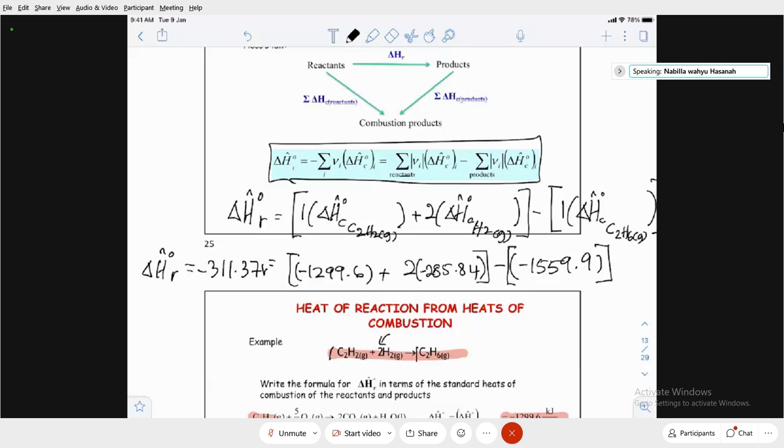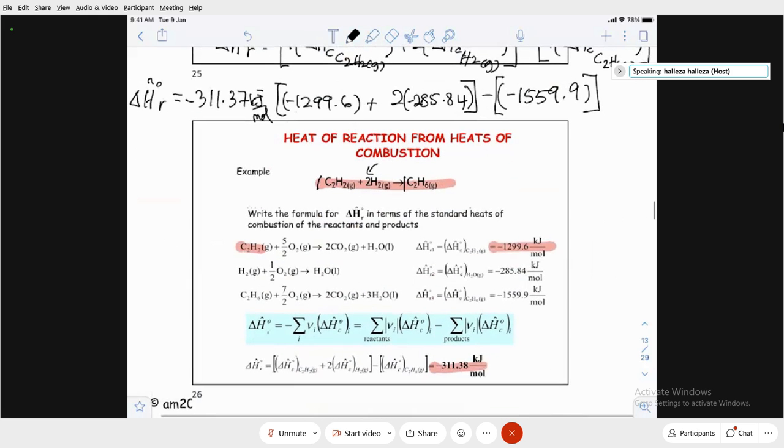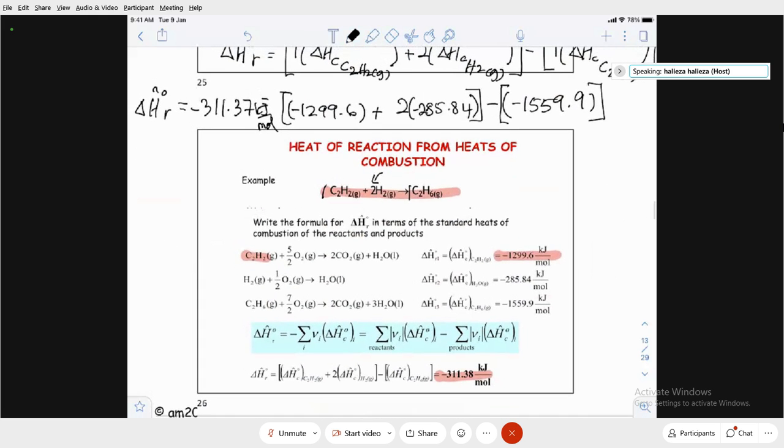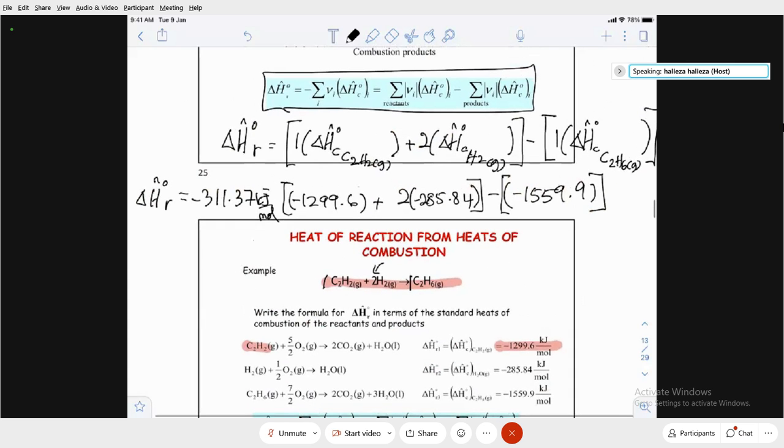The unit is kilojoules per mole. Thank you very much. Let's check the answer. Yeah, it's the same. It's just a slight difference. We get 37. The answer given here is 38, but it's negative 311.37 or 38. It's about the same. That's how you do it when you have the heat of combustion.